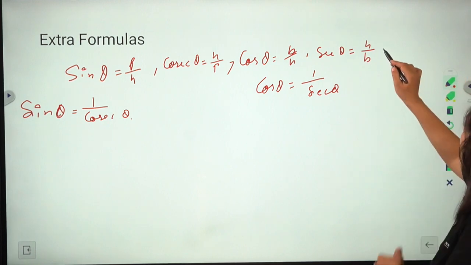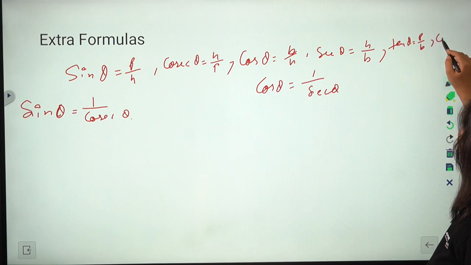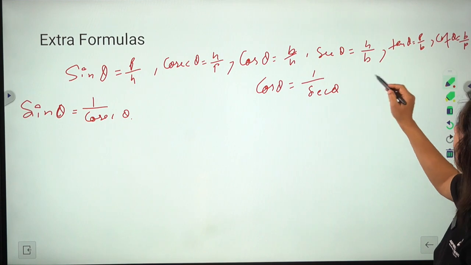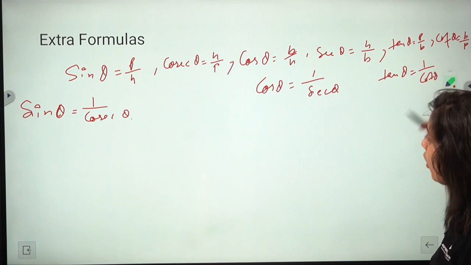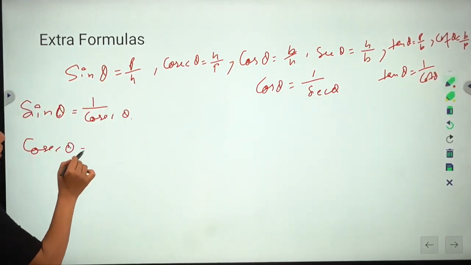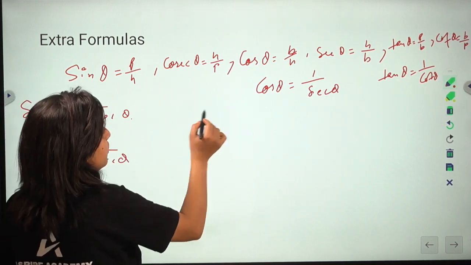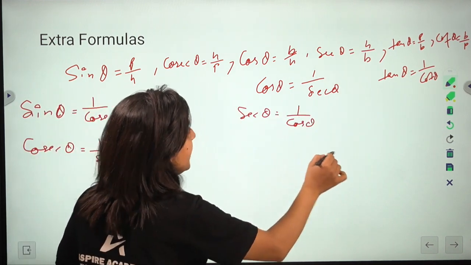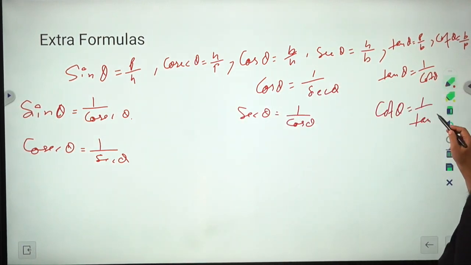Okay? Similarly, see, tan theta is equal to P by B, cot theta is equal to B by P. This is also reciprocal. So tan theta is equal to 1 by cot theta, or also you can write cosec theta is equal to 1 by sin theta. Sec theta is equal to 1 by cos theta and cot theta is equal to 1 by tan theta.